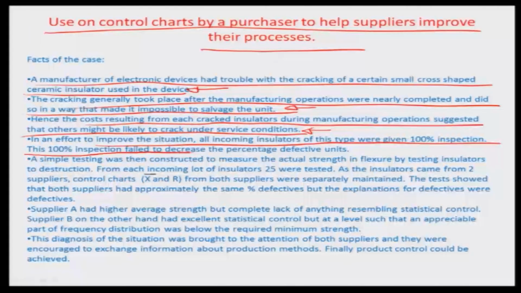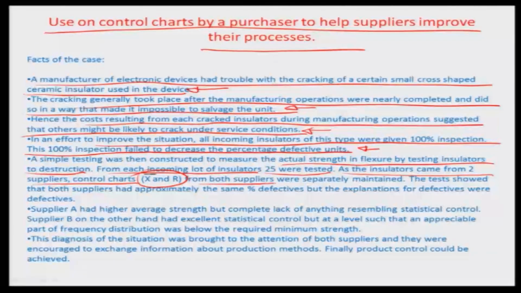Now, this 100% inspection failed to decrease the percentage of defective units. So, a simple test was constructed to measure the actual strength in flexure by testing insulators to destruction. From each incoming lot of insulators, 25 were tested. As the insulators came from 2 suppliers, control charts of X bar and R were plotted for both suppliers, and they were separately maintained for a long time.